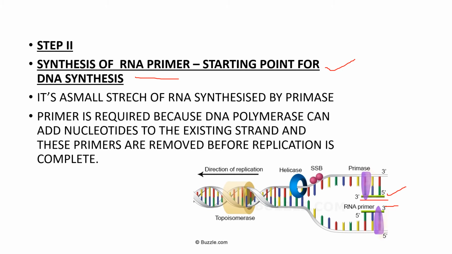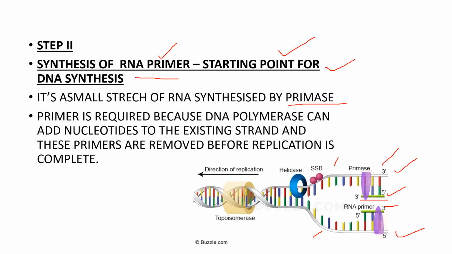In the previous slide, we learned that the DNA helicase will unwind the double helical structure. As a result, there are two separated strands here, this is one strand which got separated and this is the other strand. Both the strands will act like a template for the synthesis of the new strand. And for the synthesis of the new strand, a starting point is required, and that starting point is the primer, which is synthesized by the enzyme primase. The primer is a small stretch of RNA.